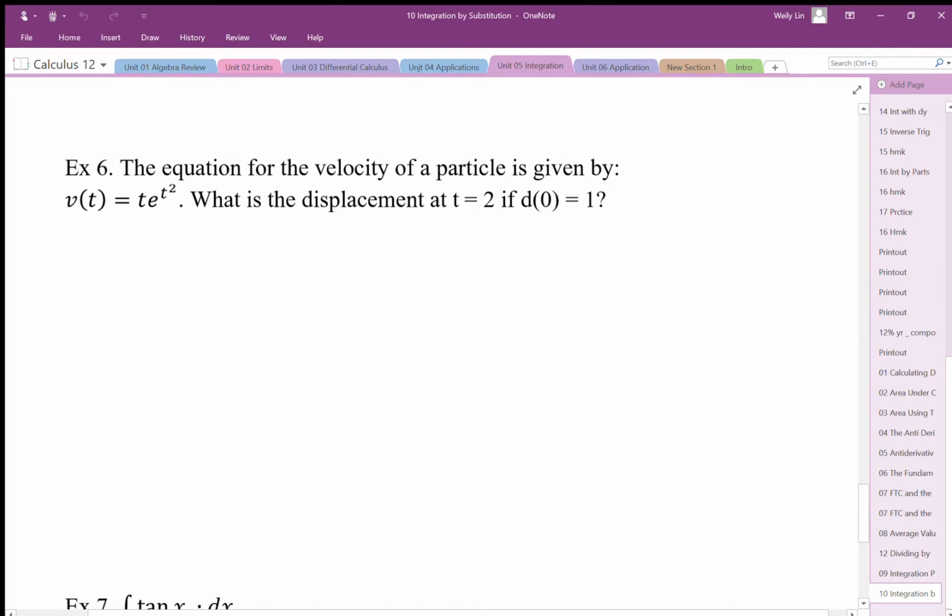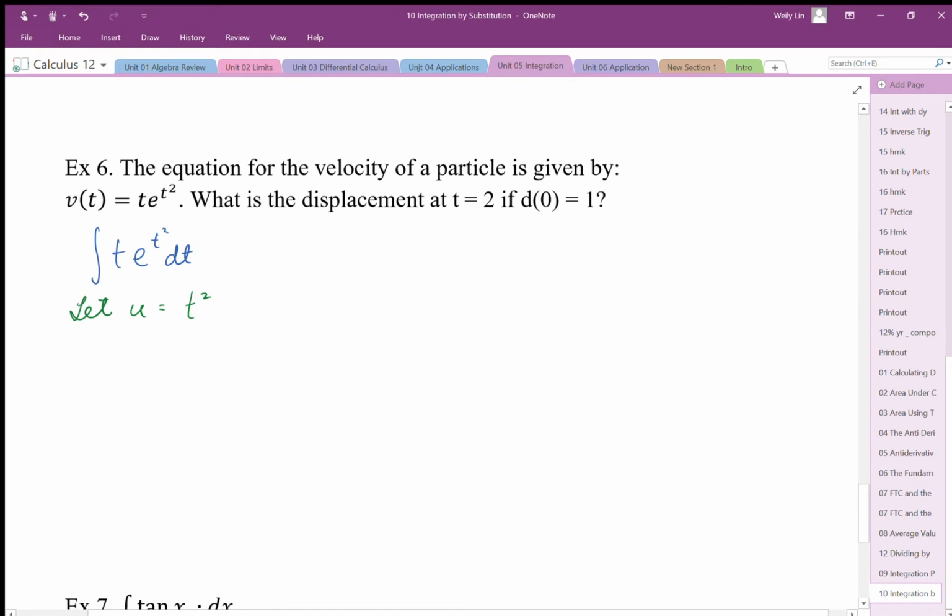Okay, so I want to integrate this. I want to find the area underneath that curve. However, when I try to integrate this function, I don't have an antiderivative for this. So what do I do? Well, I have to look for some alternate methods, and the one that I have right now is our substitution method. So I'm going to let the inside function u be the t squared function, because that's really the only thing that's embedded inside that function. So u equals t squared.